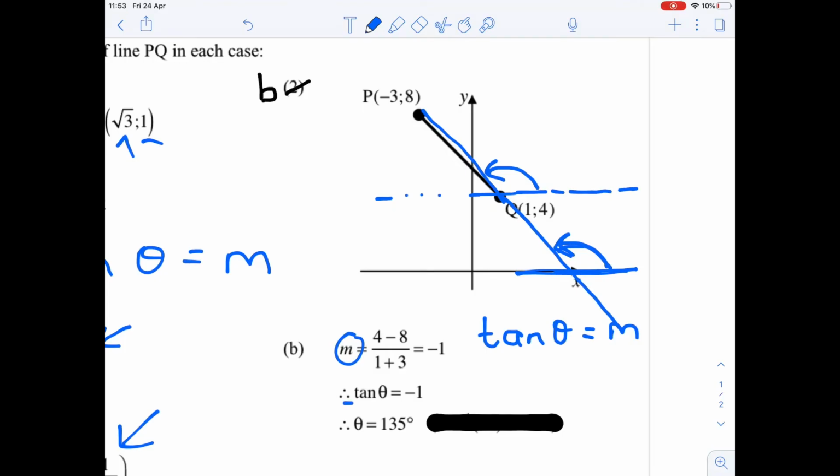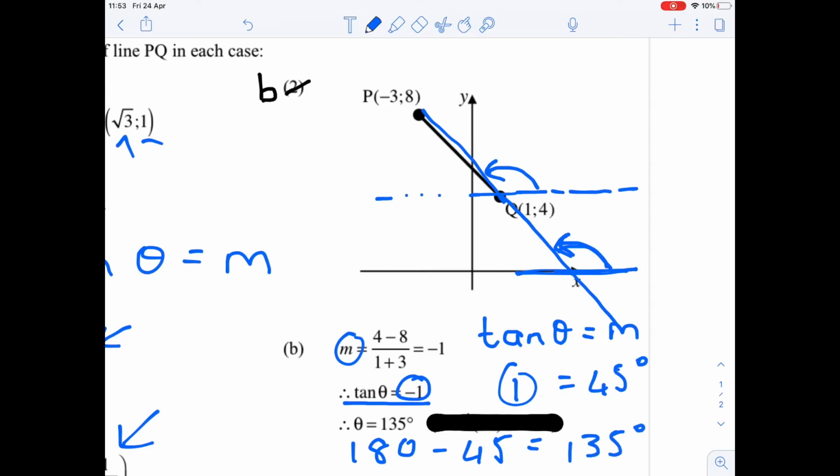And then we end up with tan theta equal to negative 1. Now remember, because it's negative, it's going to be an angle which is bigger than 90, smaller than 180. So on the calculator, we're going to go shift tan 1, which is going to give us 45 degrees. But because it's in the second quadrant, it's going to be 180 minus 45 degrees, which gives us the answer of 135 degrees. So the angle of inclination for number B is going to be 135 degrees.